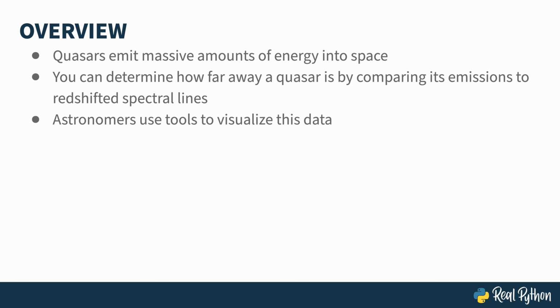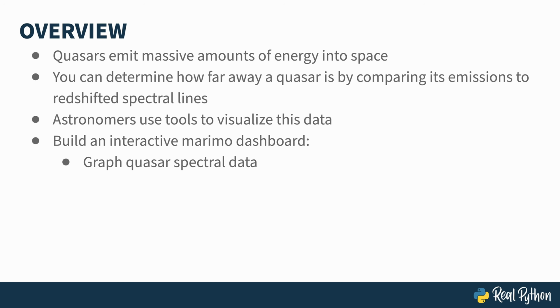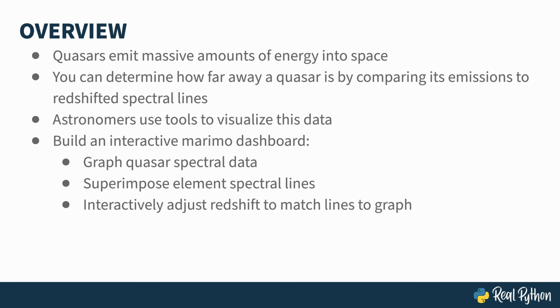This course was built in conjunction with a colleague of mine who is an astronomy research assistant. One day, he demoed a tool his team uses to visualize and interpret all this data, and what you'll build here is a simplified version of that tool. The end goal is an interactive Marimo dashboard. Inside of that, you will graph quasar data, superimpose element spectral lines on top of it, then use a slider to change the amount of redshift applied to those lines in an attempt to match up the quasar's emissions.